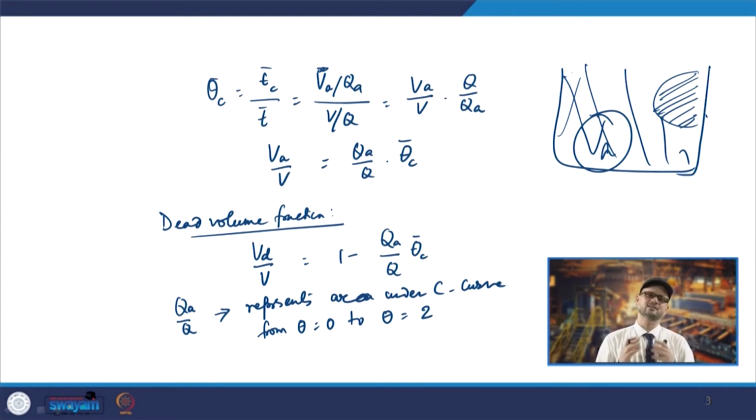That is why we try to minimize the dead regions in the tundish, because that will be a loss to the productivity of the tundish. If you talk about the dead volume fraction for the tundish, Qa by Q will normally be equal to unity. So, Vd by V will be 1 minus theta c bar. In the case of a stagnant system you will have 1 minus theta c bar. That way you will have the calculation of Vd by V in such cases.